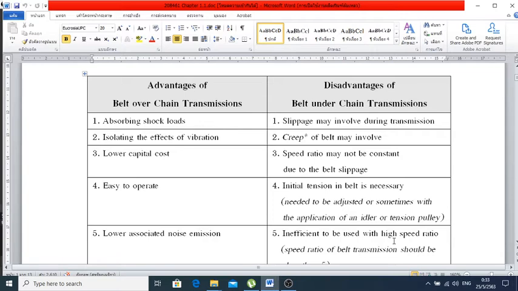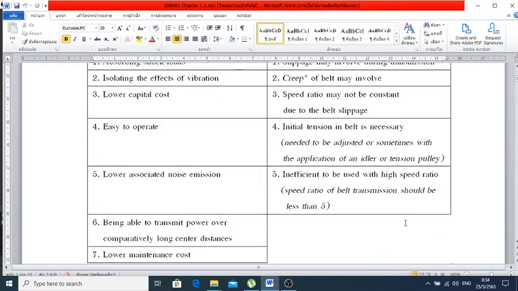Number four, initial tension in the belt is necessary. I want to talk about it. If the belt is not strong enough or tensioned enough, it's going to cause slippage. And number five, inefficiency with a high speed ratio. The speed ratio of a belt transmission should be less than 5. This is one of the limitations of the belt transmission system.